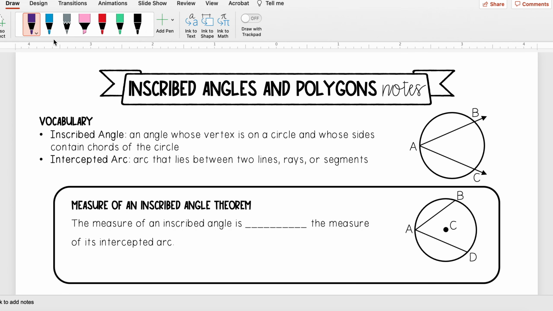Hello everyone. Today we'll be learning about inscribed angles and polygons.